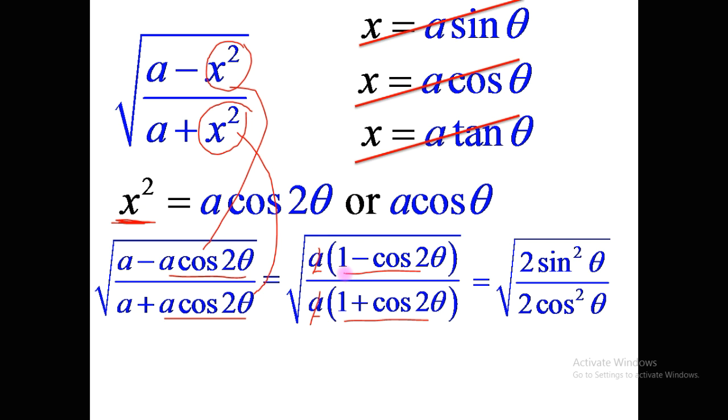What we will get, by using the formula, is that 1 minus cos 2 theta is nothing but 2 sin square theta, and 1 plus cos 2 theta is 2 cos square theta. So yet again I am going to cancel this out. So sin square upon cos square is nothing but tan square, and the square root of tan square is tan theta.